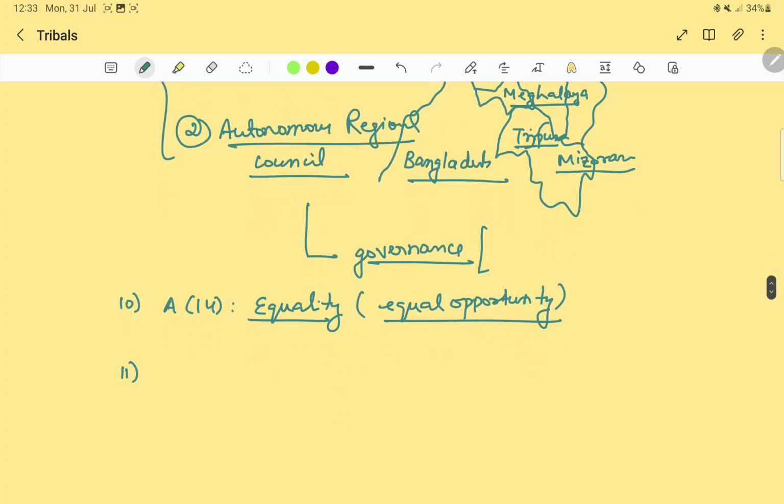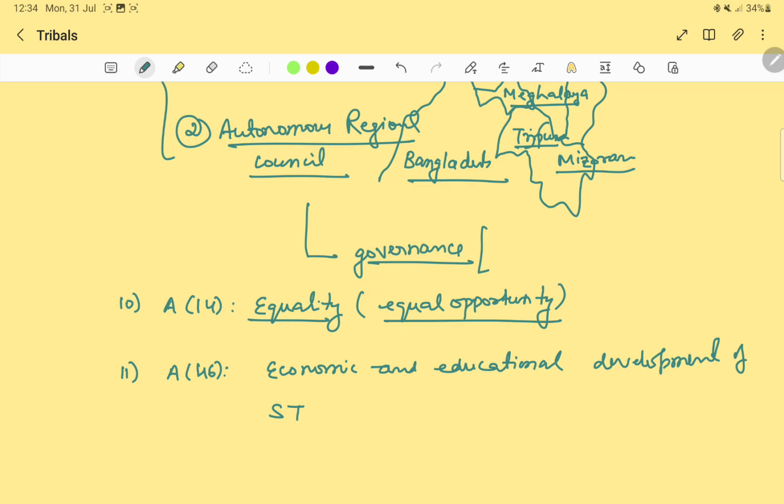And if I may write one from the DPSP side, it is Article 46, which talks about the economic and educational development of scheduled tribes. There are certain other sections also mentioned in it, but here I am just concentrating on the scheduled tribes. So Article 46 of the Indian Constitution is regarding this.